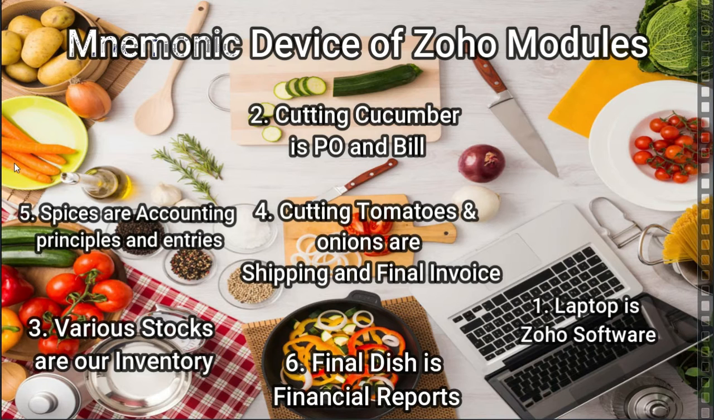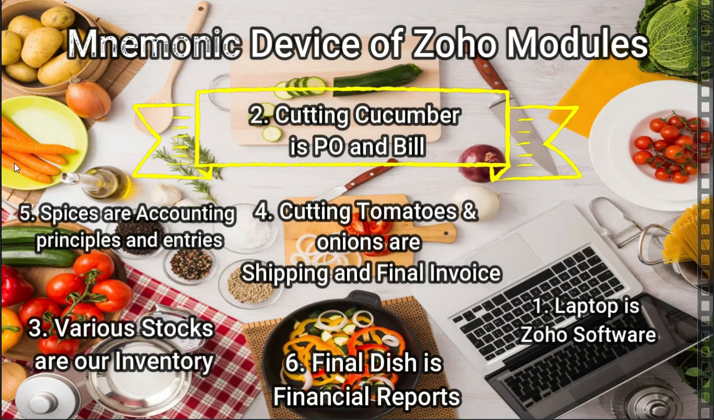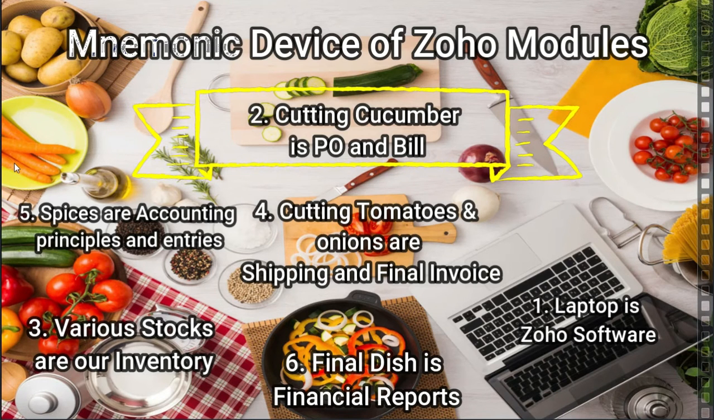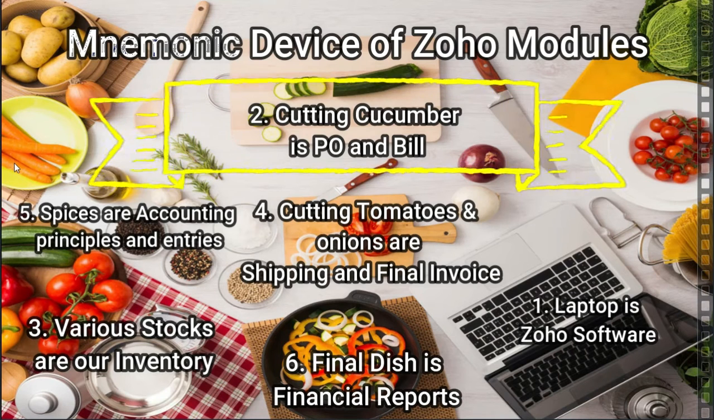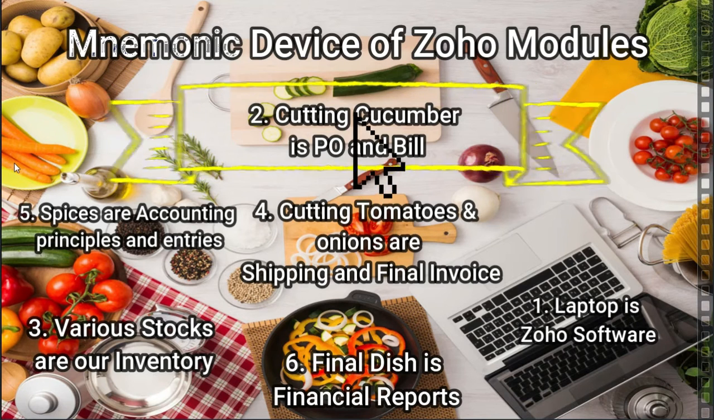In today's video, we're going to discuss the second MD, or mnemonic device, which is how to prepare PO and bill. So we've done all the requirements in how to set up the Zoho accounting software. So now let's prepare on how to create PO and bill. But before that, we must know what type of business we are in, like if you are under retail or you are under procurement. In today's video, I'll specifically discuss how to create PO under retail business.